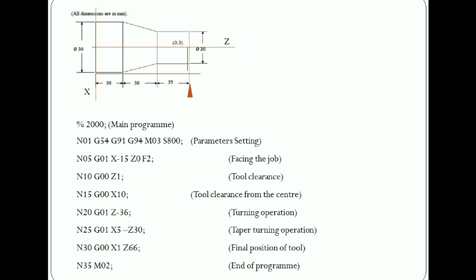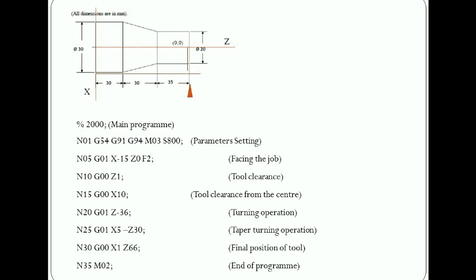Now for facing I am moving N05, G01, that is linear interpolation, X minus 15. Because I have to get the 30 diameter, I am using the radius 15. That too I am moving at the extreme end, that is Z is equal to 0. So only in the radial movement is there, which results into the facing operation.